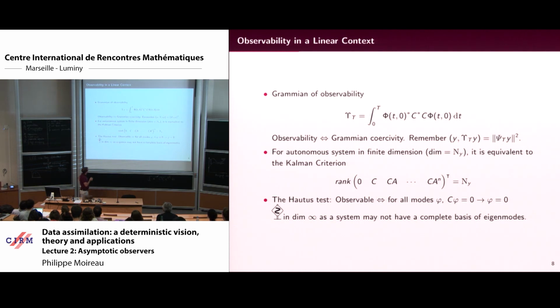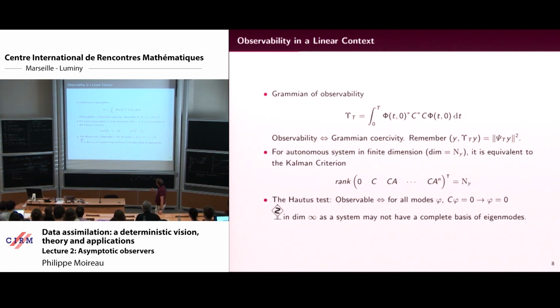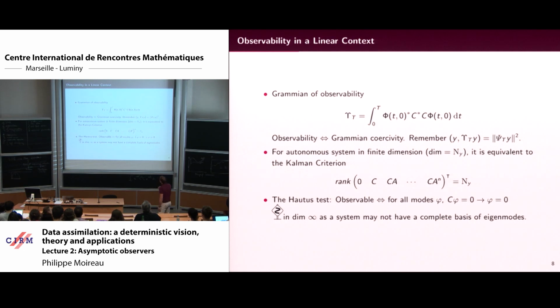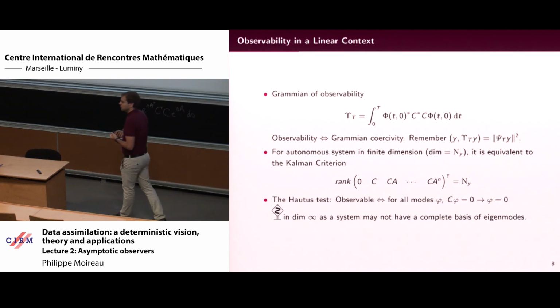And a last important result is what we call the Hautus test. It's very interesting because in finite dimension, you are observable, so this should be invertible, if for all modes of your system, looking at C phi, where phi is the mode, C phi equals 0 implies phi equals 0. So it means that if a mode cancels where you observe, and this is true for all modes, then the system is observable. So it's okay to look at observability through only the modes of the system.